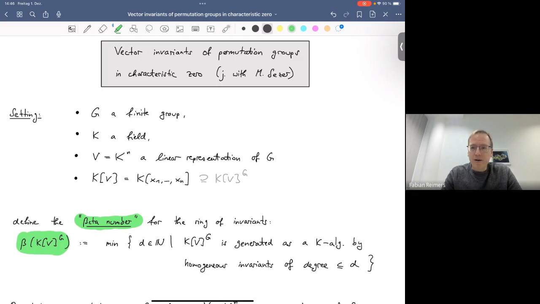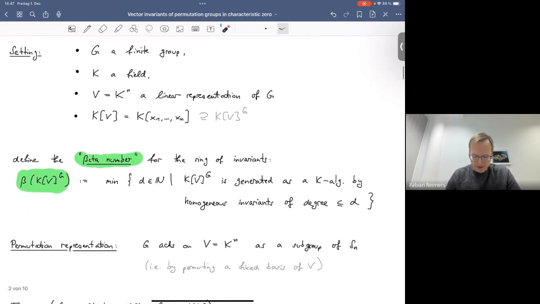So in our previous talk by Vesely and Drensky, we had a nice overview about results of classical invariant theory. And of course, for finite groups, the invariant ring is always finitely generated. So this number really is an integer. And we could also think of it as the highest degree that appears in a minimal homogeneous set of generators of the algebra. So I want to talk about permutation groups.